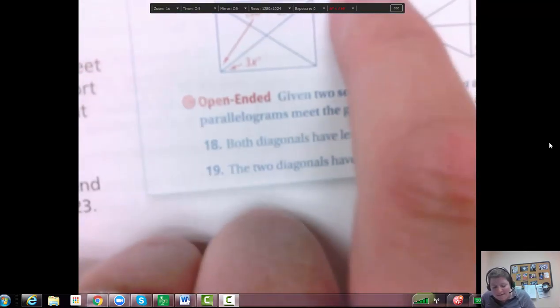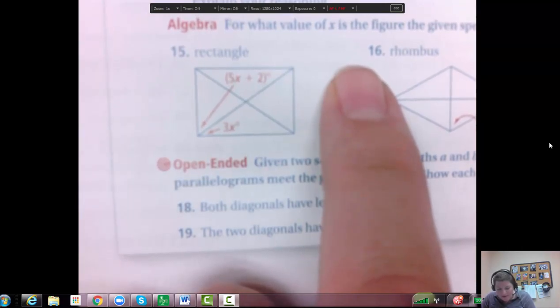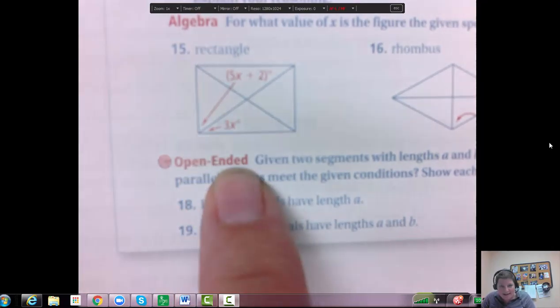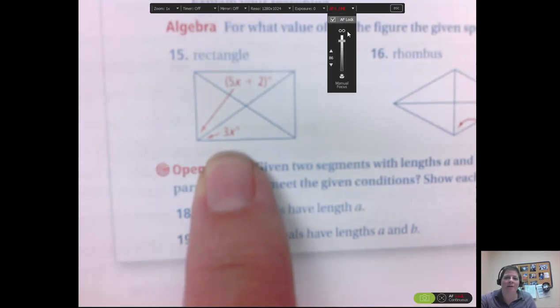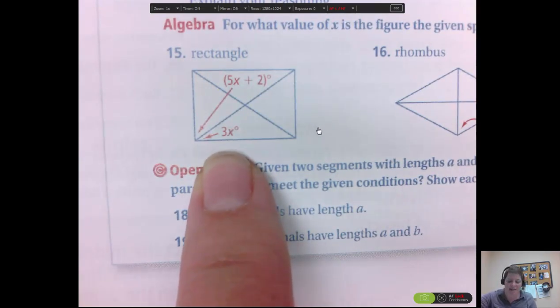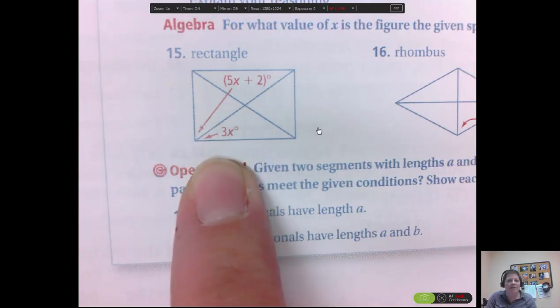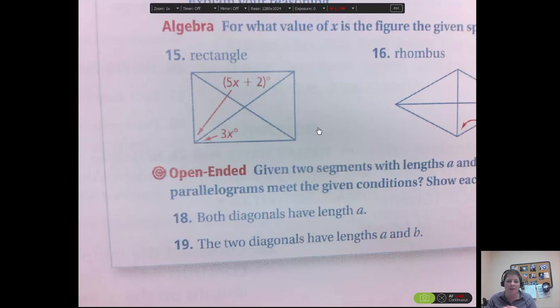is like 15 here. For what value of X is the given figure a rectangle? So how would you solve that one if you wanted it to be a rectangle? Well, for this one in particular, they would have to add up to 90 degrees. So you would say that one plus that one has to equal 90 degrees and solve that equation from there.